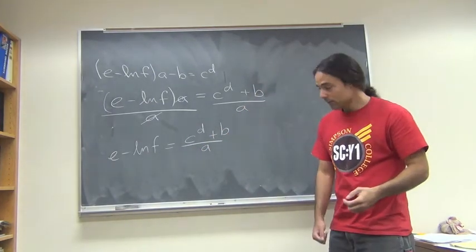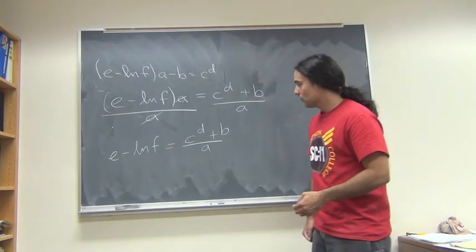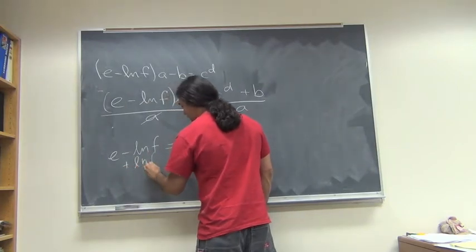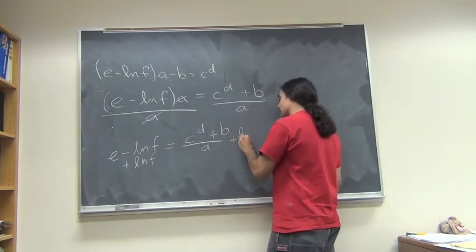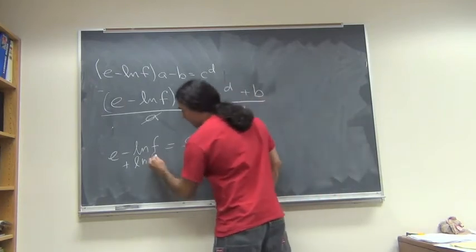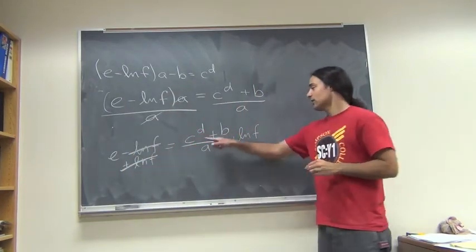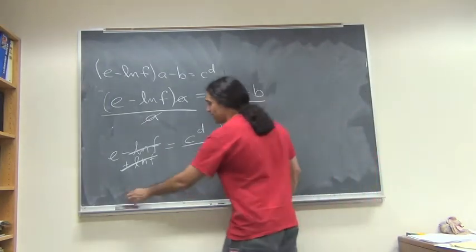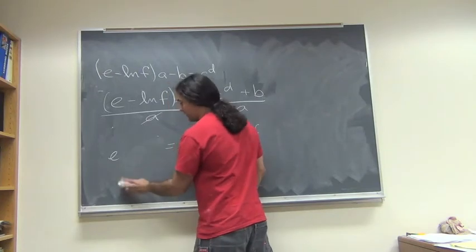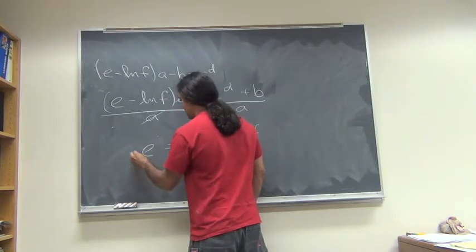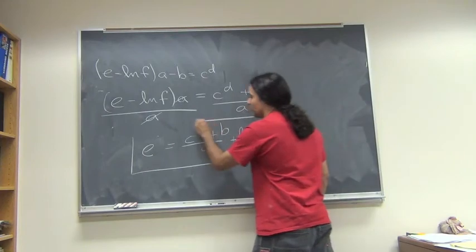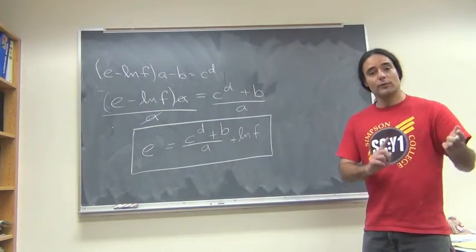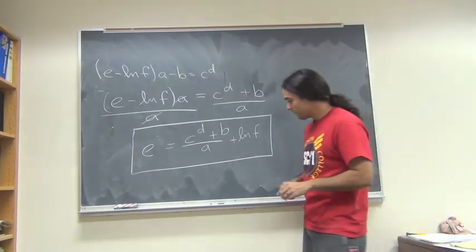I want to get e by itself. To do that, I'll just add log f to both sides. Add log f here, add log f here. On this side, it cancels out. Here I just get c to the d plus b over a plus log f. And after these guys cancel out, we're left with e equals this. Okay. Easy enough. Again, just moving the letters around. Nothing too complicated there.